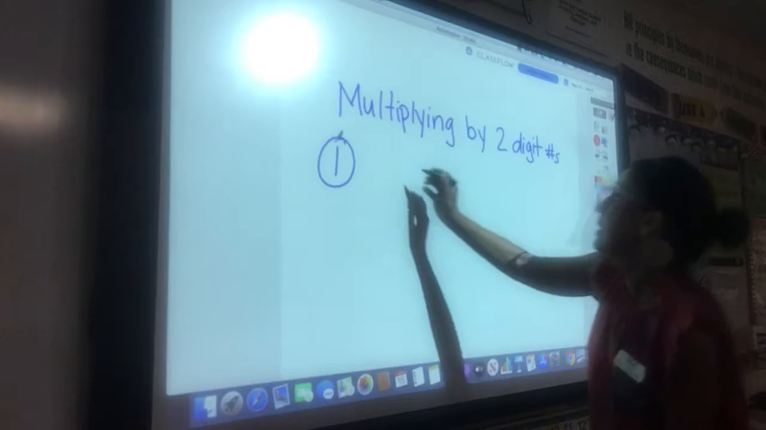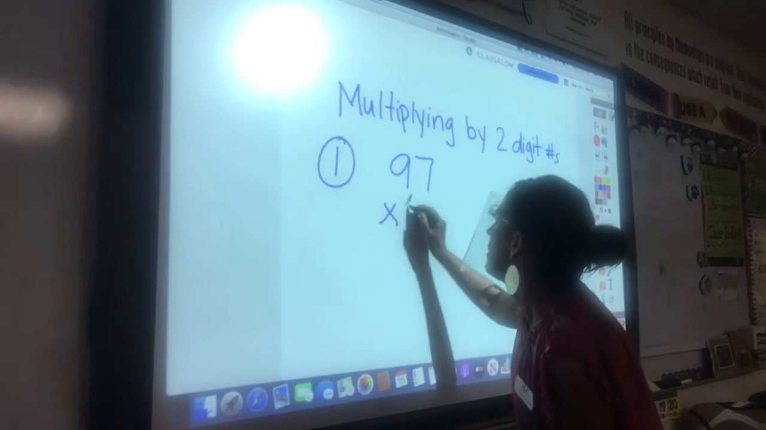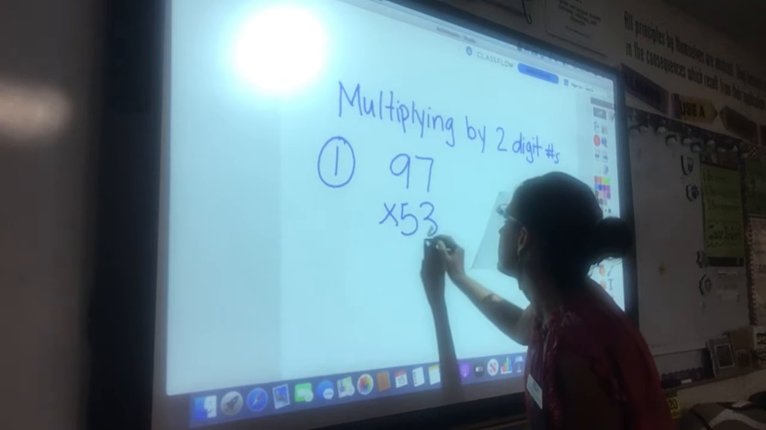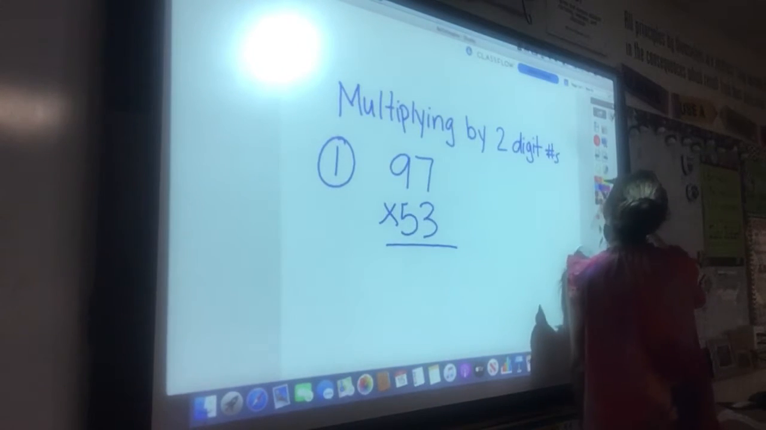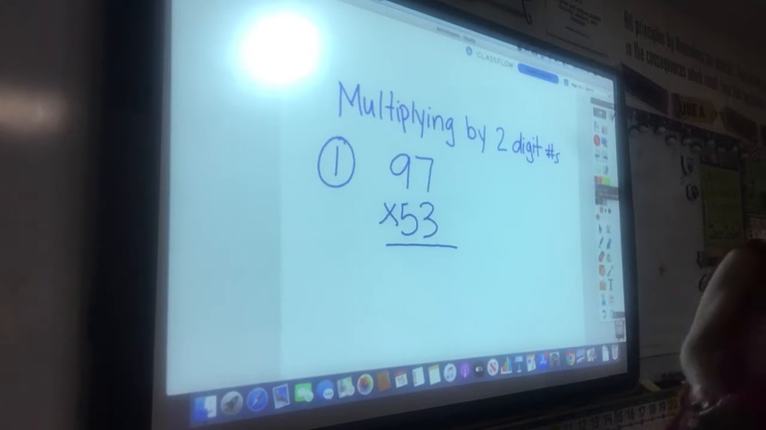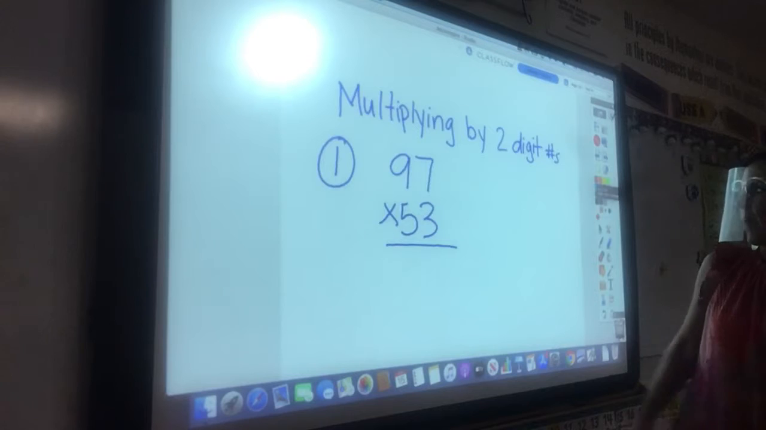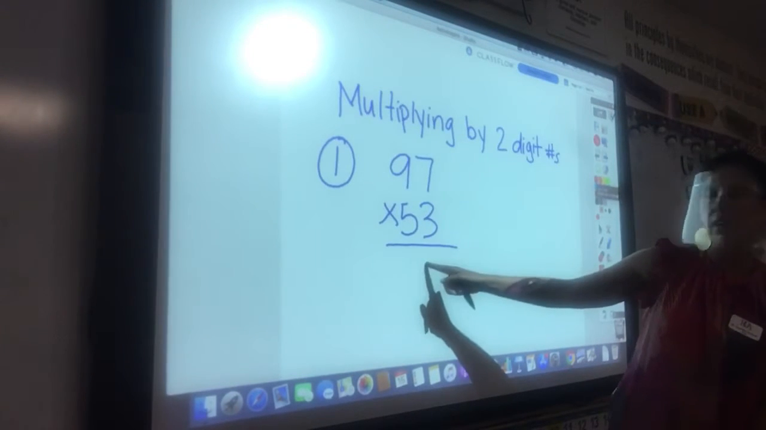All right, so we're going to do 97 times 53. 97 times 53. Okay, so this is the first way. This is the traditional way, or like the regular way to do it. Okay, so since we're multiplying by 3, we're going to start our answer underneath the 3.